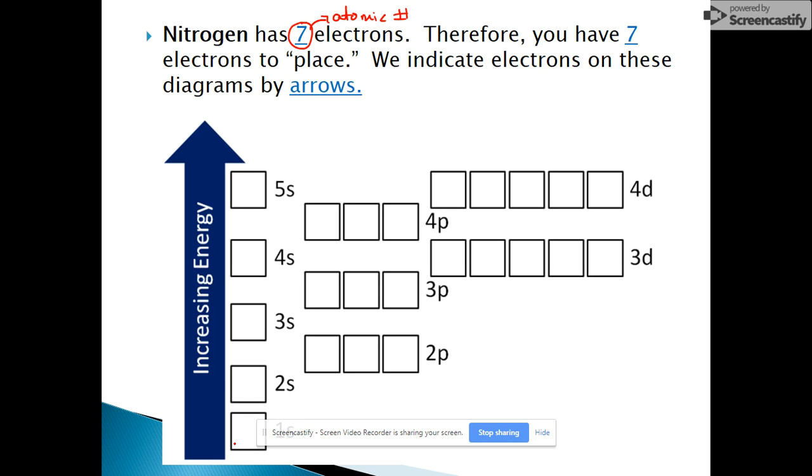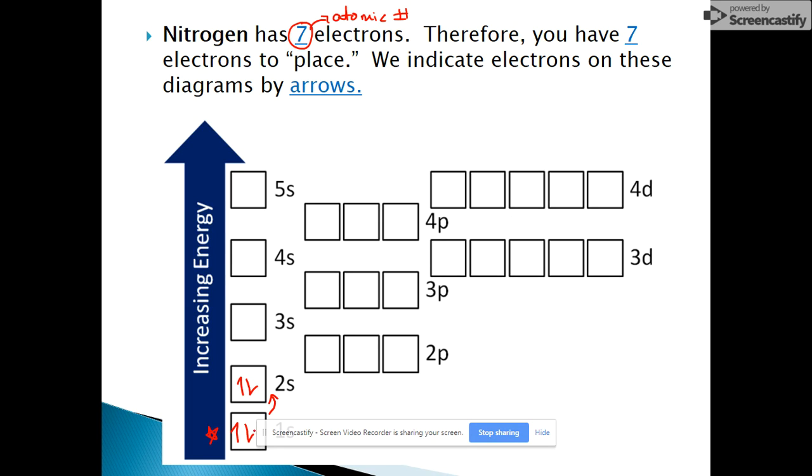Aufbau says we start at the bottom and we're going to work our way up. We start with 1 arrow first according to Hund's rule, and then we add our second one, and according to Pauli, they have to have opposite spins. So 1 up, 1 down. We move up to our next level. We have 1 up, 1 down.